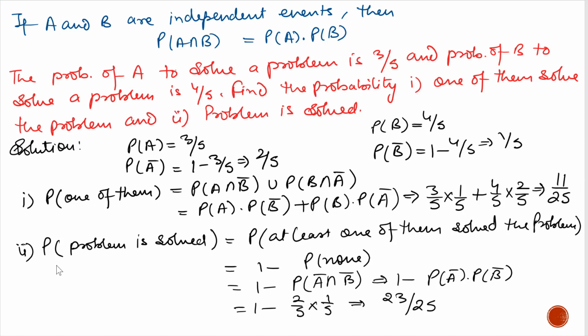Next part, the probability that the problem is solved. When we say the problem is solved, this implies the problem is solved by at least one of them. Or we can say at least one of them solves the problem. This equals 1 minus none of them solve the problem. None means neither A nor B. So not A and not B, which equals 1 minus probability of not A into not B. And after putting in the values, you get the answer 23 by 25.